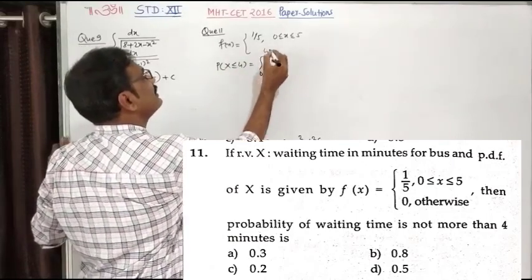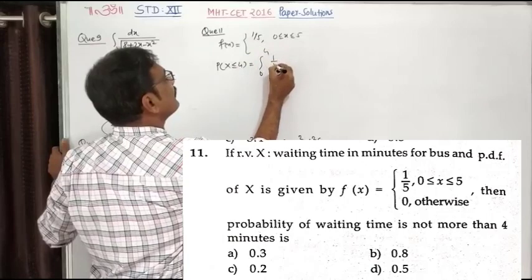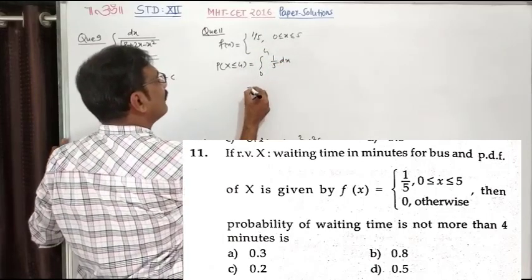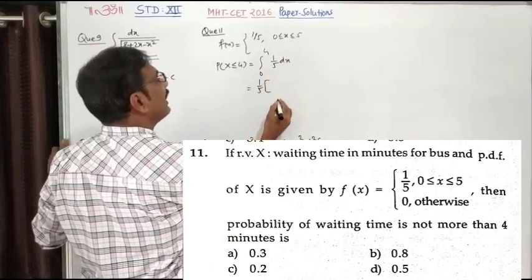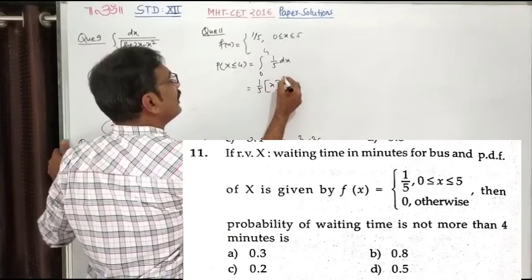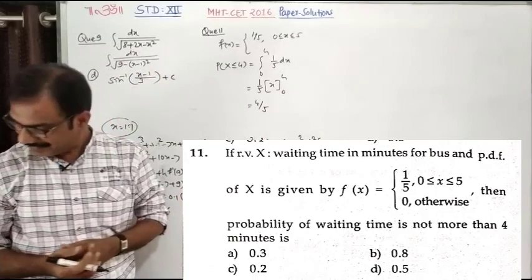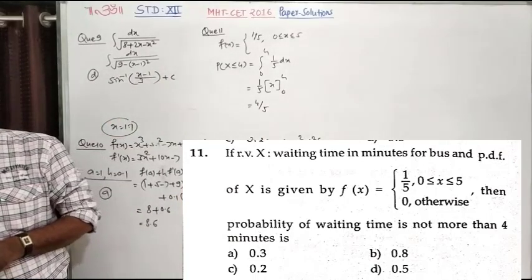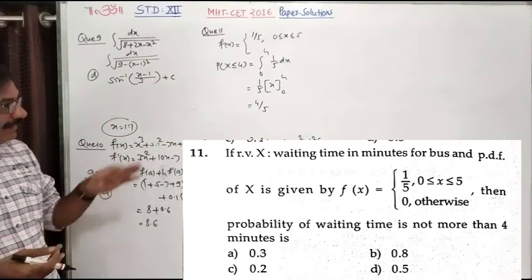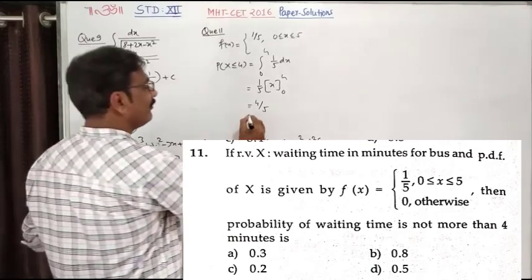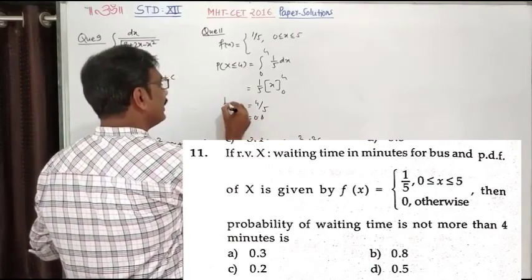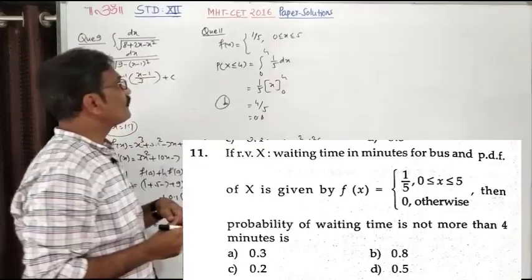So just take 0 to 4, f of x is 1 upon 5 dx, 1 upon 5 is common. Like that. So the probability is 4 by 5. What is the answer? 4 by 5. You can divide it: 5 4s are 20, so 0.8. Option is B.